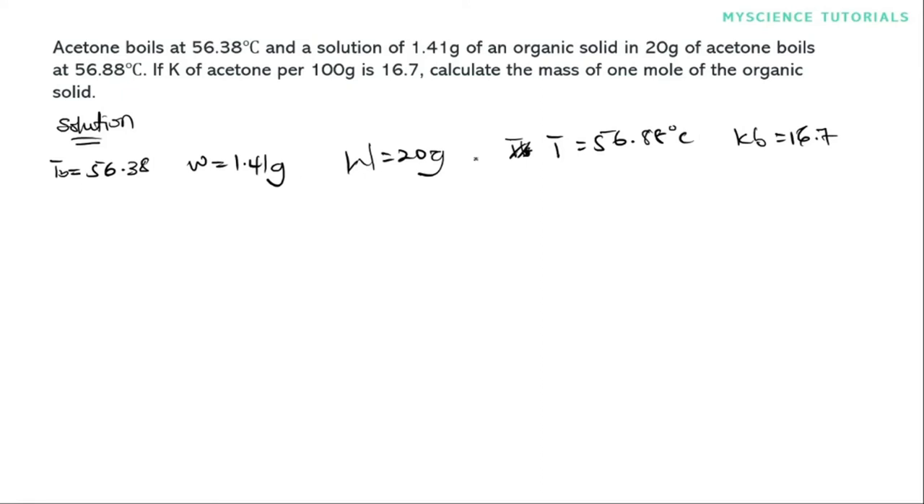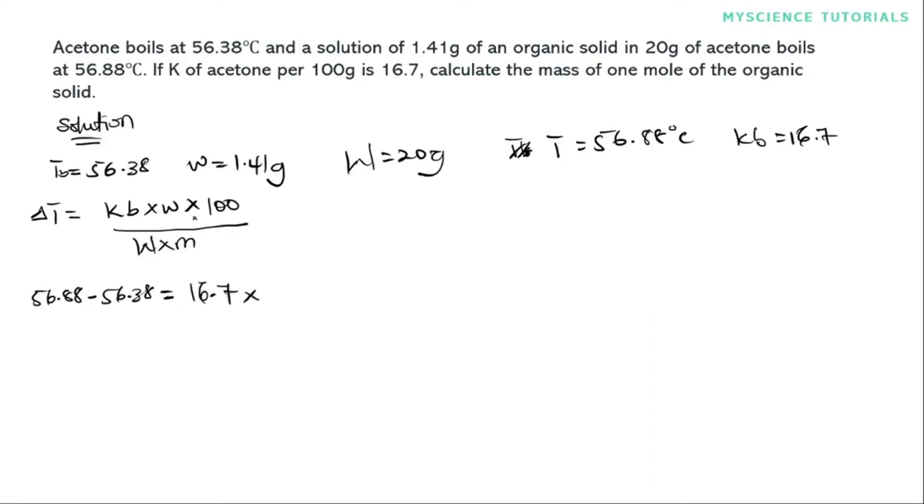From here, we know our delta T is equal to the formula Kb multiplied by small w multiplied by, because they are saying K of acetone per 100 grams, so we are using 100, all divided by capital W multiplied by small m. Now we know our delta T will be T minus Tb, so it becomes 56.88 minus 56.38, to be equal to our Kb.